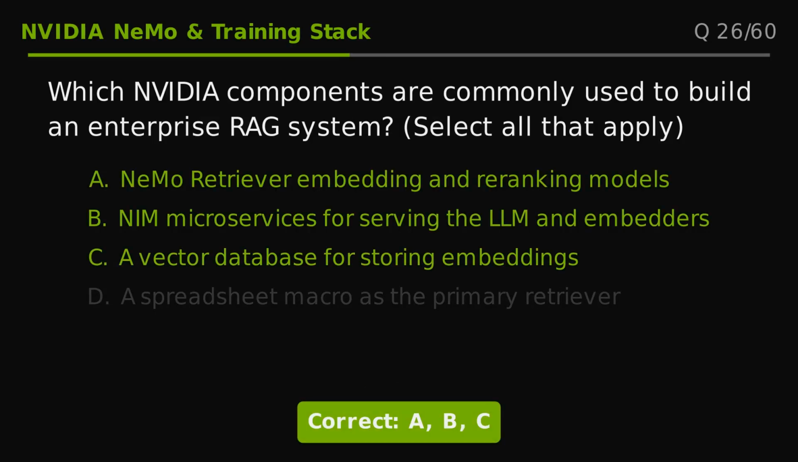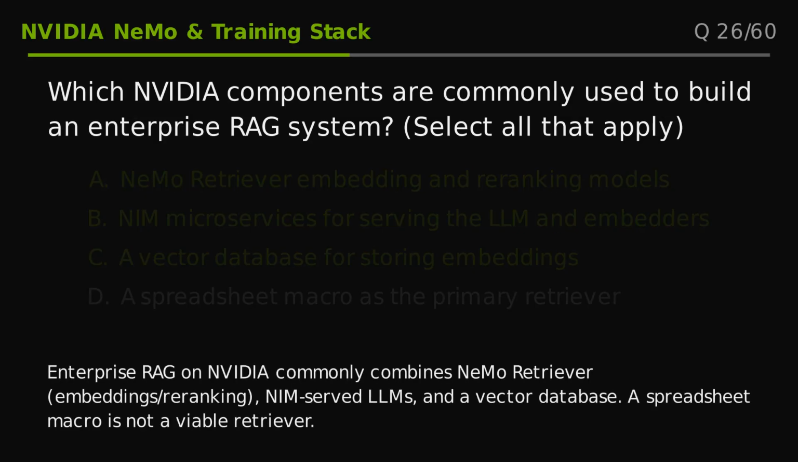The correct answers are A, B, C. An enterprise RAG on NVIDIA commonly combines NeMo Retriever embeddings and re-ranking, NIM served LLMs, and a vector database. A spreadsheet macro is not a viable retriever.